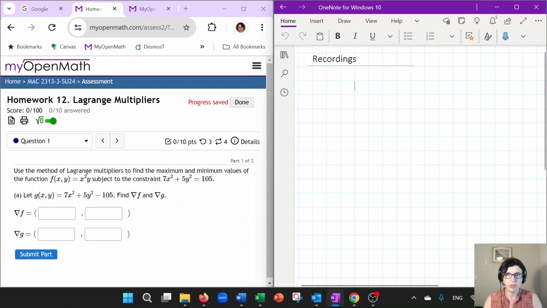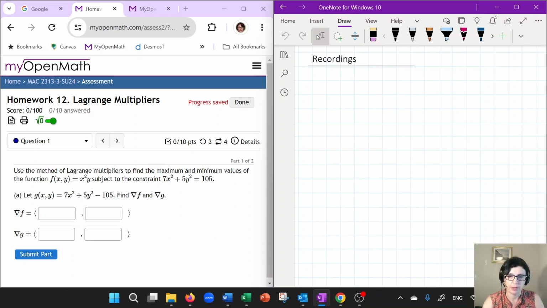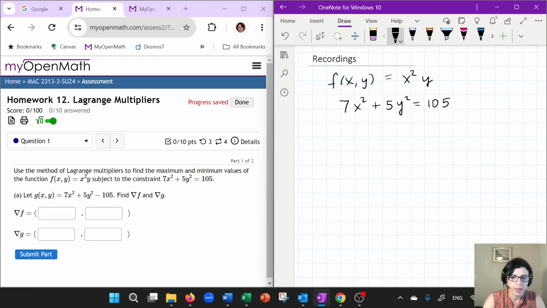Hi guys, in this video we are going to take a look at using the method of Lagrange multipliers to find the maximum and minimum values for the function f of x, y equals x squared y, subject to a constraint 7x squared plus 5y squared equals 105, which is an ellipse.